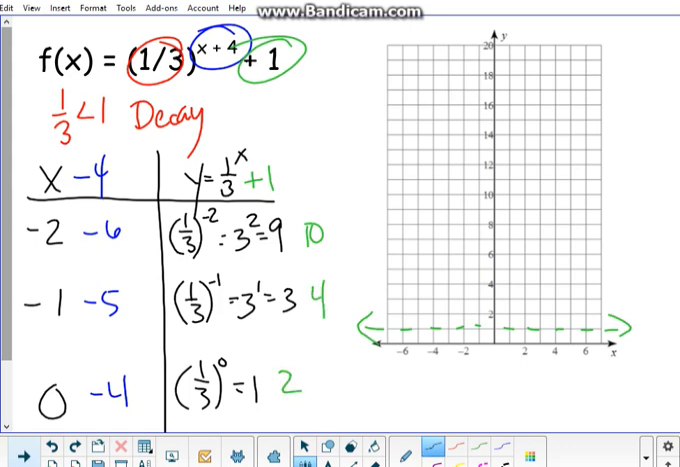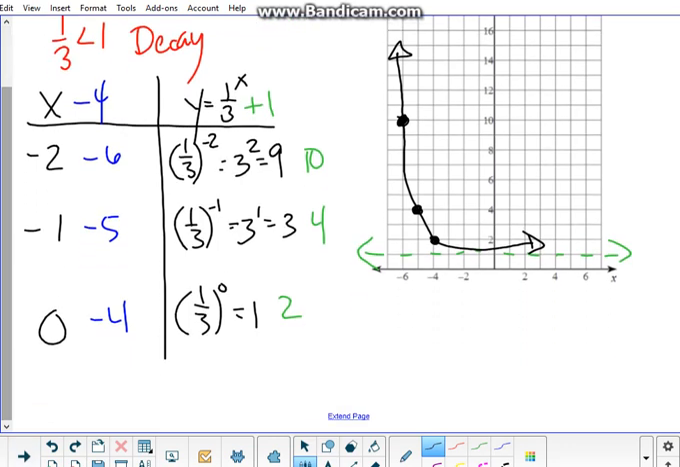And now we can go ahead and plot our points. First one's going to be at -6, 10. Next one's going to be at -5, 4. Next one's going to be at -4, 2. Another nice smooth curve, and there's our exponential decay function. Okay? Domain and range for this one. Domain is still all real numbers. And then our range is going to be y must be greater than 1.